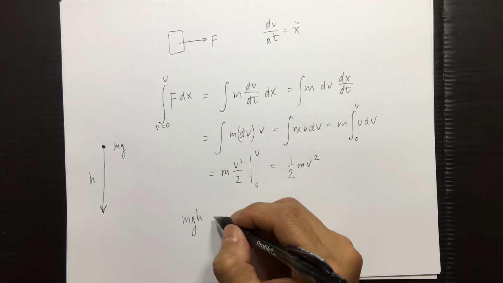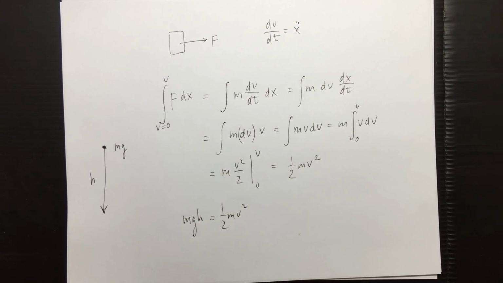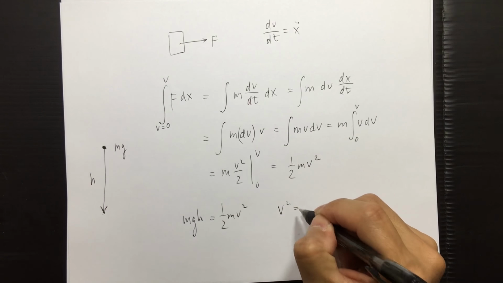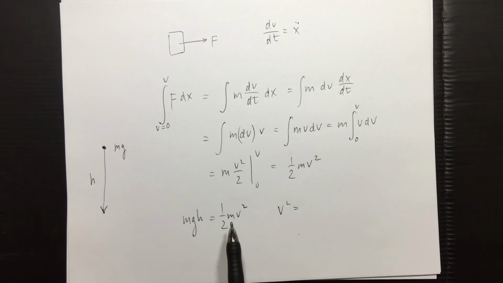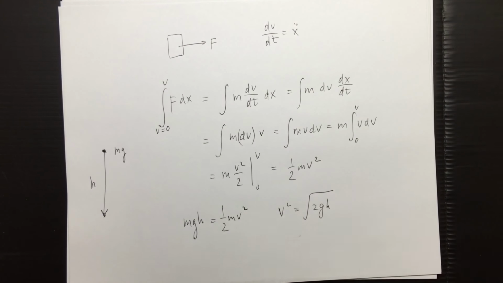All this work is transferred to velocity. So you get this. Right? So velocity equals the square root of 2gh, right? Wait. Isn't there? Oh, okay, never mind.